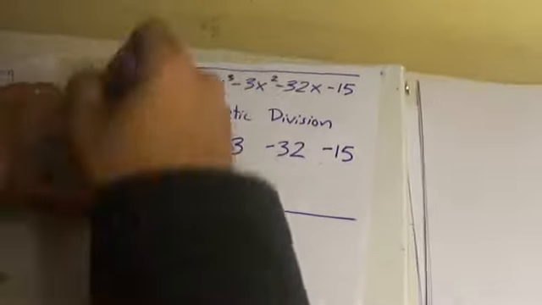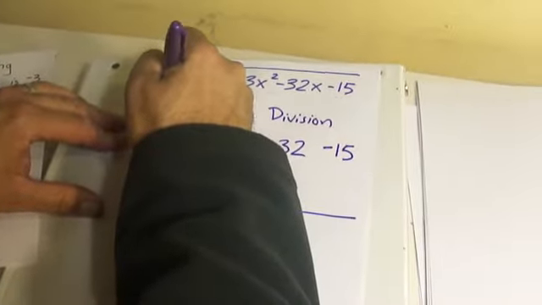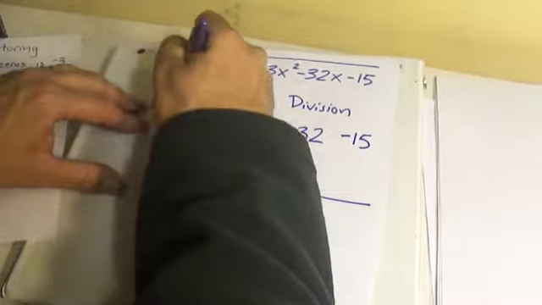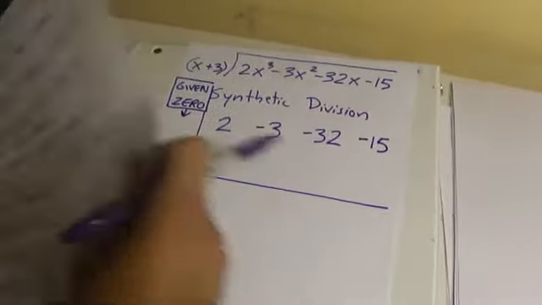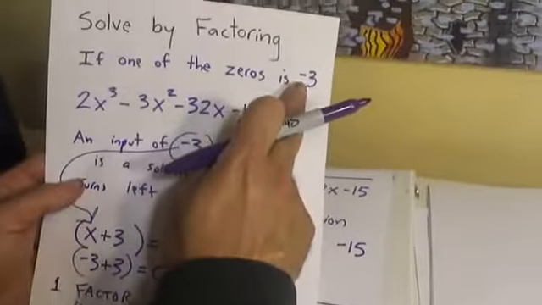What is the 0 that we're given? The given 0. Okay, that's what's going to go here on the left. Well, the given 0 when we first read the problem was that one of the zeros is negative 3.